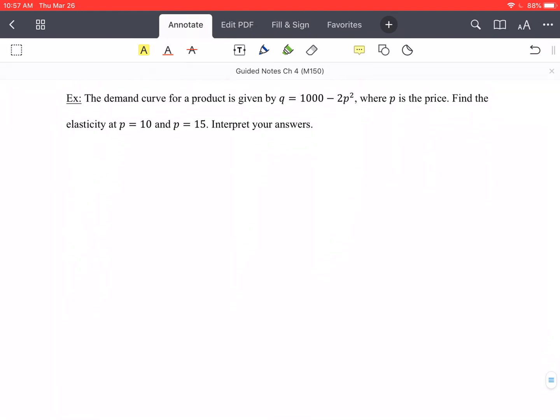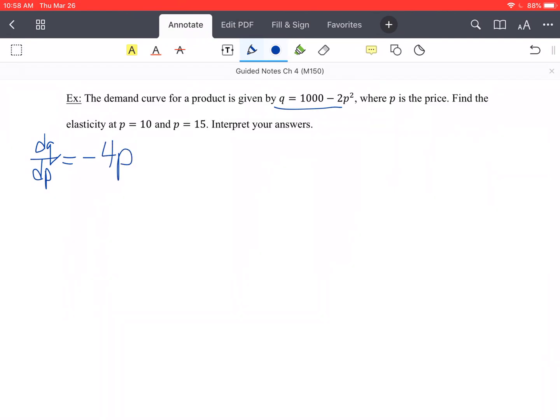The demand curve for a product is given by Q equals 1,000 minus 2P squared, where P is the price. Find the elasticity at P equals 10 and P equals 15 and interpret your answers. Okay, so we need to get the derivative first, right? That's going to be used in our formula. So dQ/dP equals the derivative of this function, that's 0 minus 4P to the first. So that's just negative 4P.